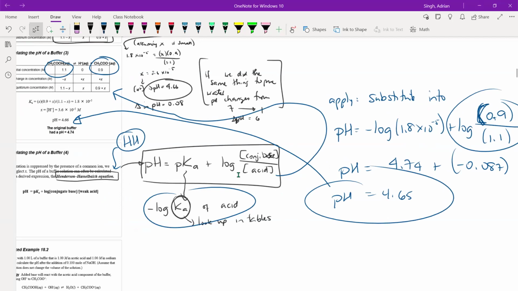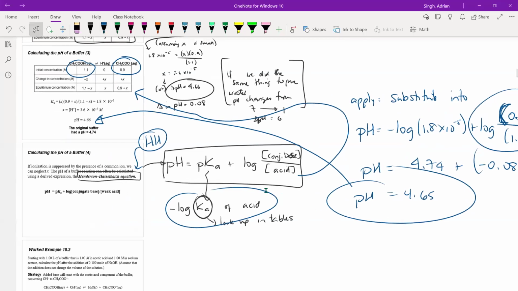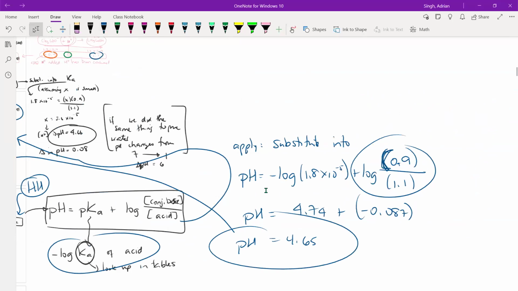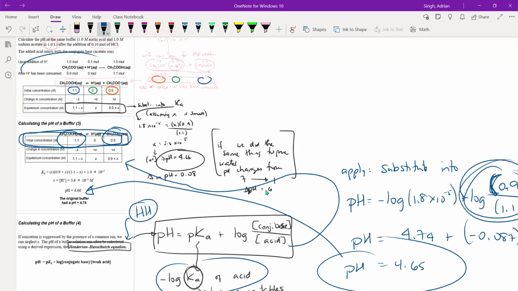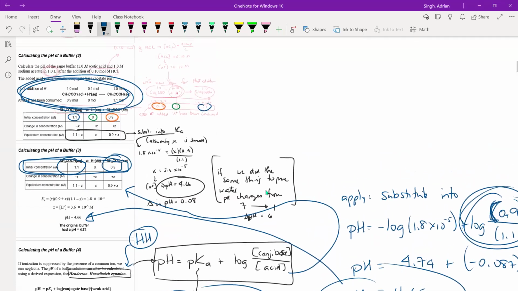So this is how we can apply the Henderson-Hasselbalch equation. Now, note when we substitute our concentrations, these concentrations came from this table. In order to determine these concentrations, we still needed to go through and apply the stoichiometry to the buffer system to determine how much of the acid and the conjugate base we ended up with in the first place. So we still need to go through that step.